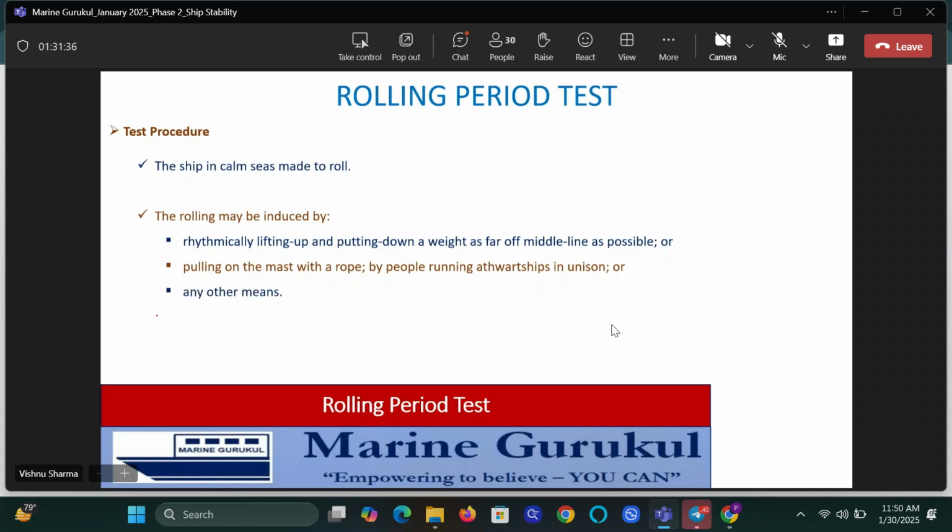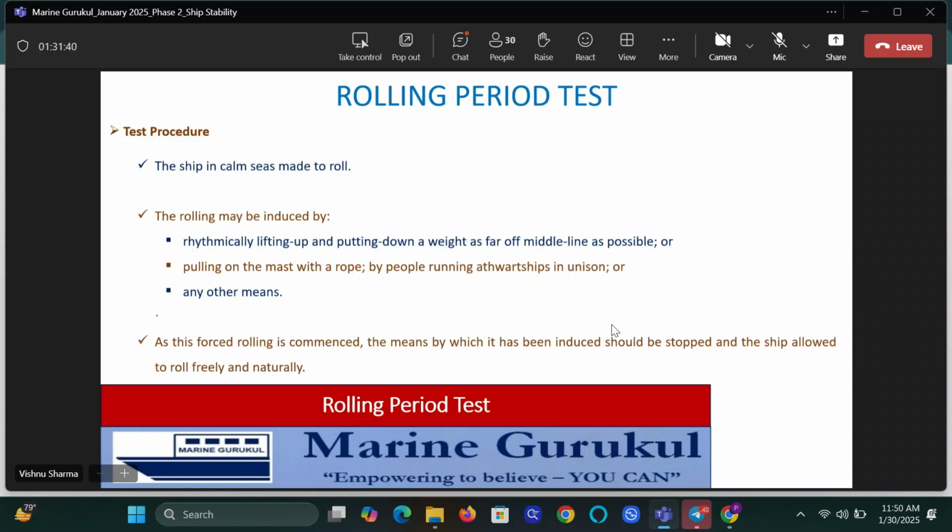Any other means that you think appropriate which can induce rolling. As this forced rolling is commenced, because initially you are forcing the vessel to roll, the means by which it has been induced should be stopped and the ship allowed to roll freely and naturally. Clear, guys? Every point on this slide is clear?